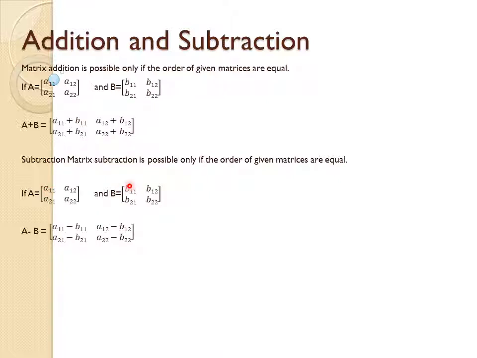So when we subtract B from A, my elements will be A11 minus B11, A12 minus B12, A21 minus B21 and A22 minus B22. So that is the way the subtraction is written. Hope this is clear. Now we will go through matrix multiplication.